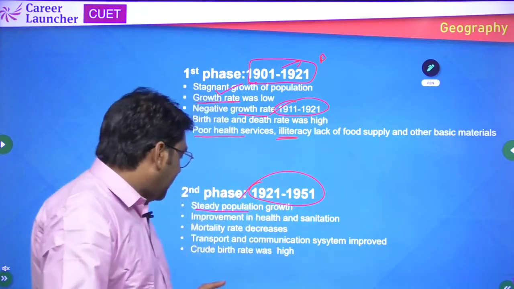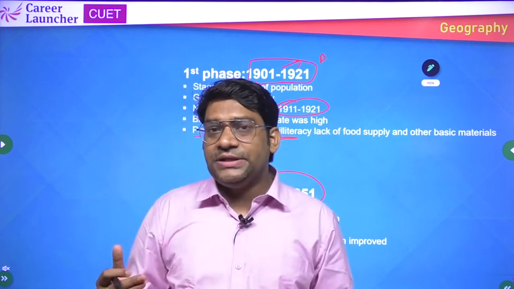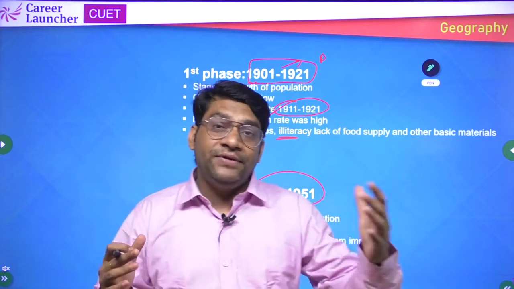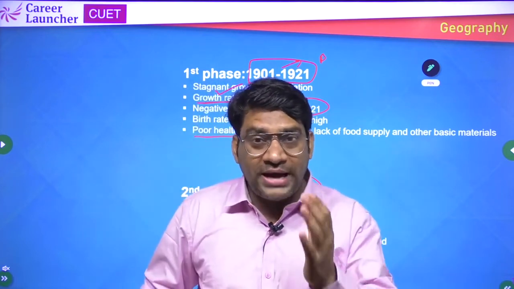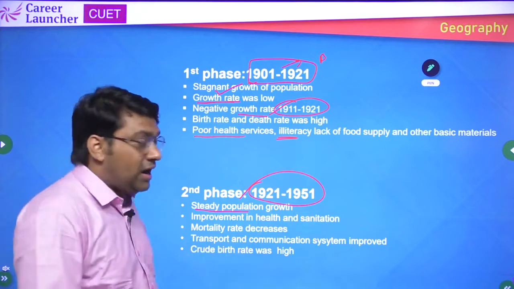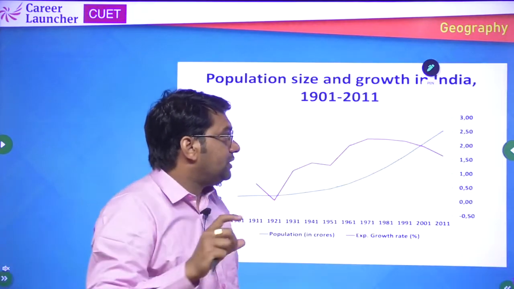Transport and communication systems also improved because of this. Basic materials now reached each and every part of our country and people were able to access them. Crude birth rate was also very high. Then you see the population size and growth in India.